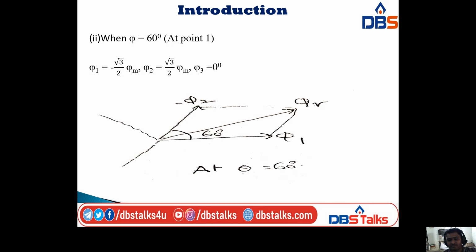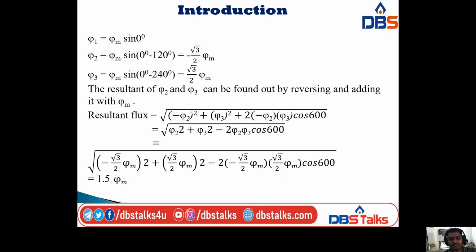That is phi 1 is equal to phi m into sin theta. So in the theta place I am substituting 60 degrees, that is phi 1 is equal to phi m into sin of 60 degrees. So sin 60 means root 3 by 2 into phi m, and phi 2 is equal to, what is the formula? Phi 2 is phi m into sin of theta minus 120. So that is phi 2 is equal to phi m into sin of 60 minus 120.